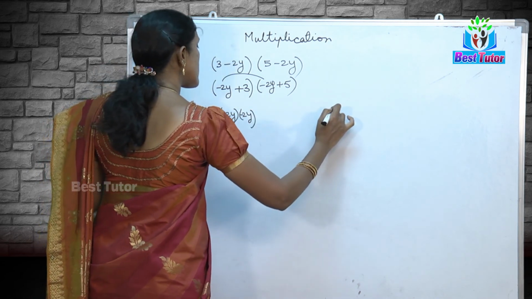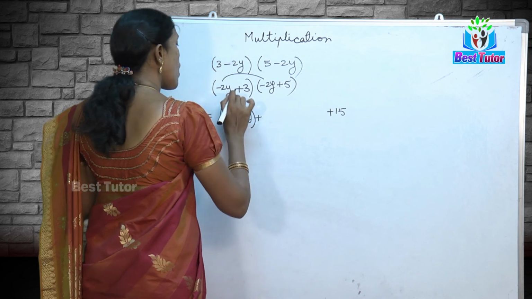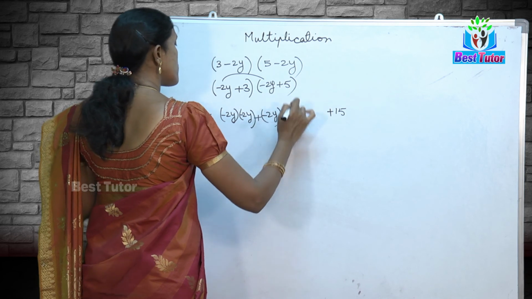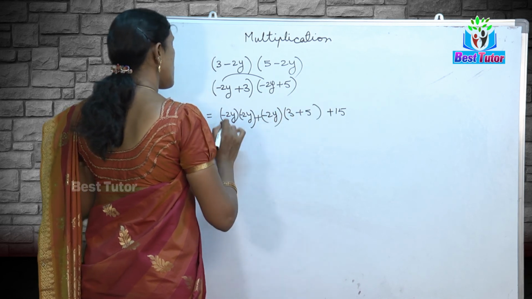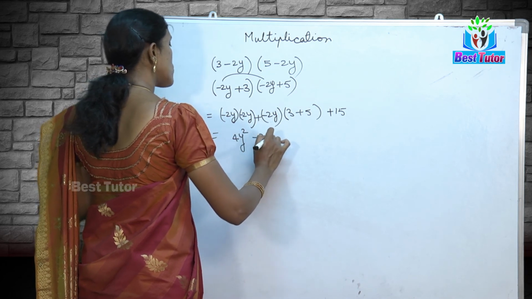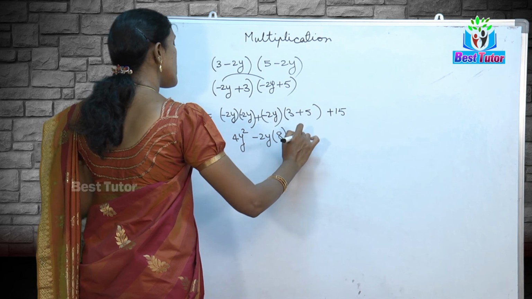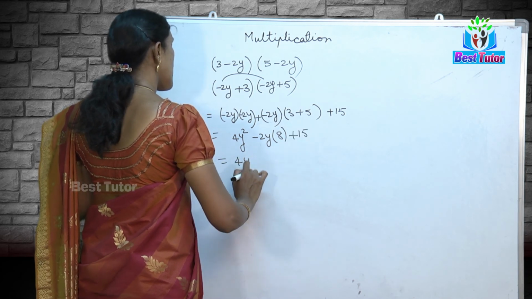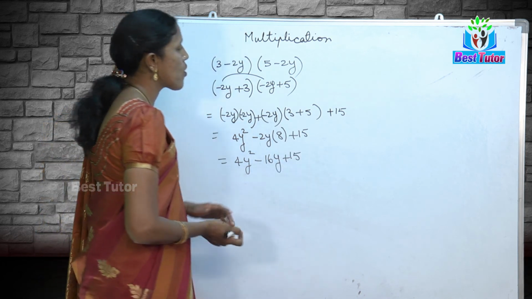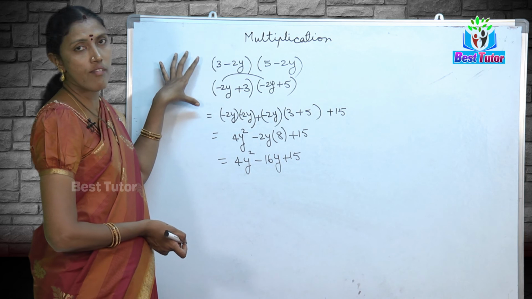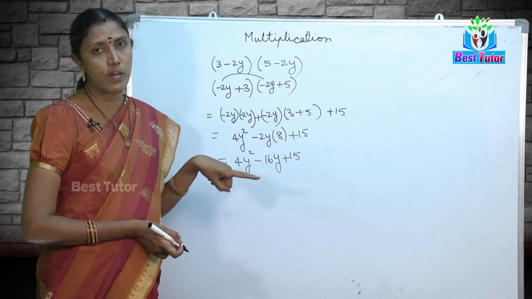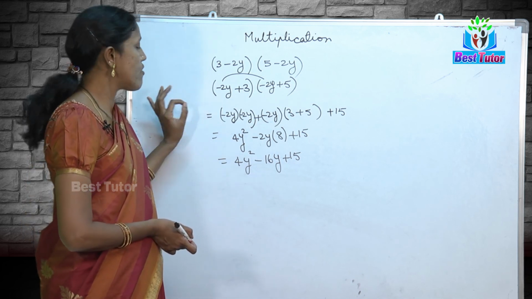Last ones we need to multiply. 3 into 5 is 15 plus whatever is in the place of x, that has to be taken here, and then numbers have to be added. Now minus into minus is plus, 2 into 2 is 4, 4y square minus 2y into 8 plus 15. Now when we open the brackets, we get 4y square minus 16y plus 15 as the product. So just by looking at the question, we can't decide whether the formula is applicable or not. We need to try all the rearrangements, check the question properly, and then apply the formula.